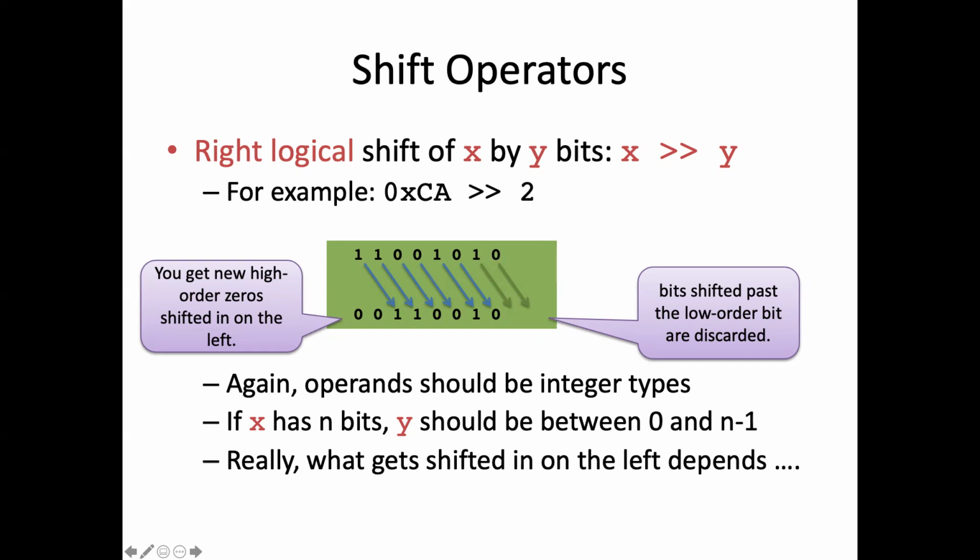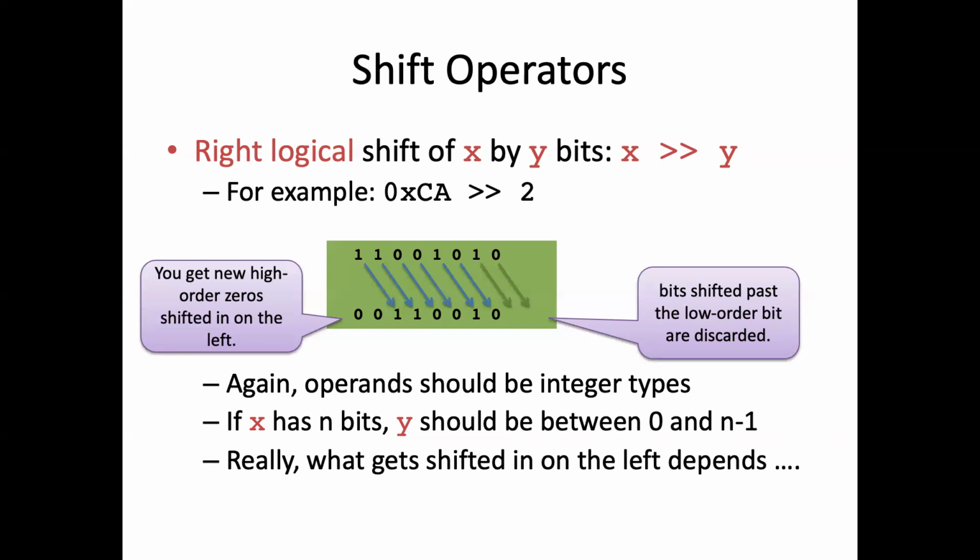All the remaining bits are going to get moved to the right by 2-bit positions, and 2 new high order zeros are going to show up on the left to fill in the vacated space. Same thing here, if you shift by too much, you could throw everything away. So the shifts that make sense would be between 0 and n-1 for an n-bit number. Oh, and I didn't say this before, this only works for integer types. So you can't shift bits around in a floating point number.